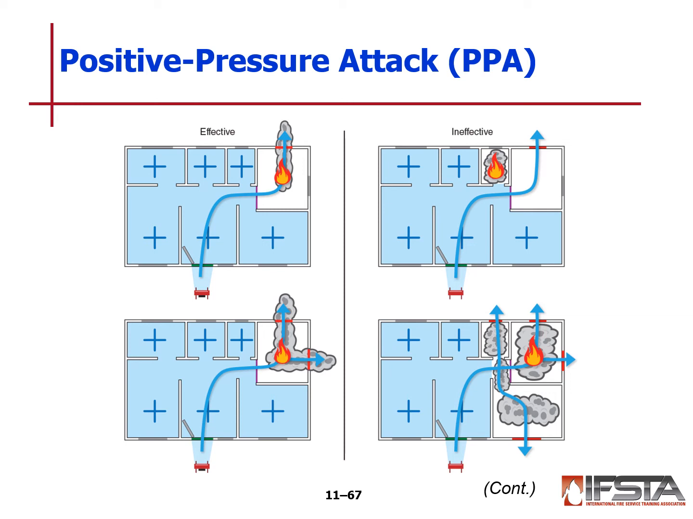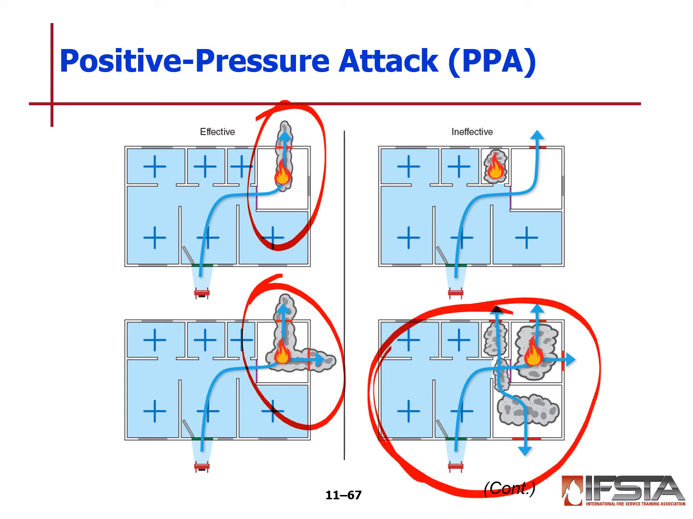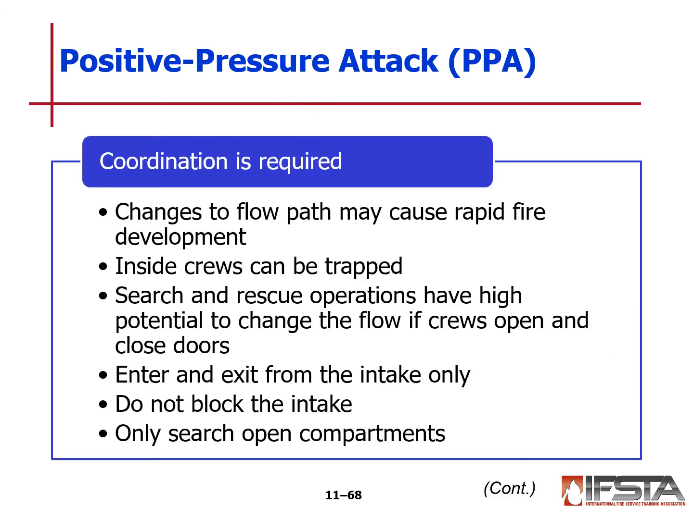Here are some effective and ineffective examples. In the effective side, we can clearly see that we're exhausting out. We have one end. Here, if we don't open up and close doors correctly, we can channel in areas that we don't want. So we can pressurize and put smoke into areas that we don't desire. Our goal would be to come out here and here. And so we have to be able to think about it, open and close doors accordingly to meet our goal. So this means coordination is required.